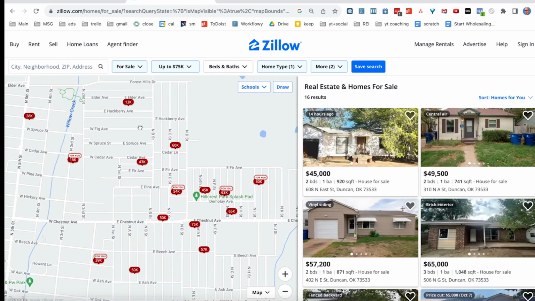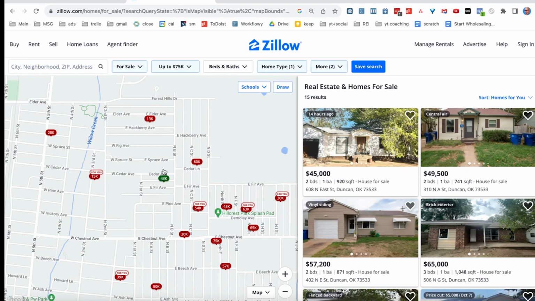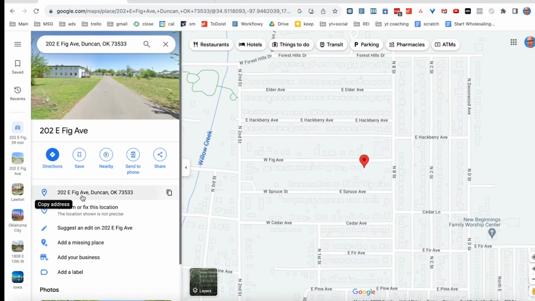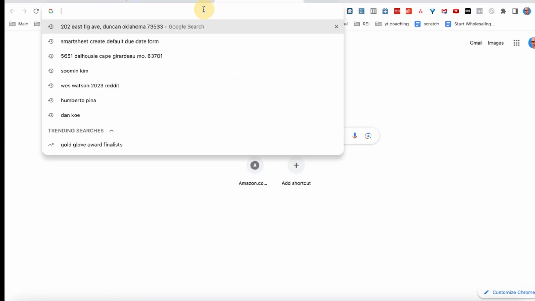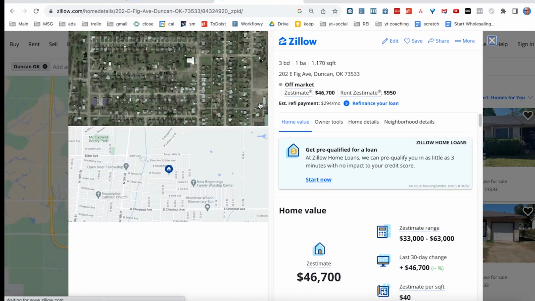There goes Hackberry, and there goes here. So let's look at this. What's available now? Our house here, and let me go back to the original Zillow. This house here is 3 bedrooms, 1 bath, 1170 square feet.